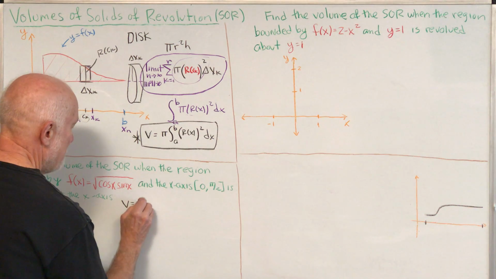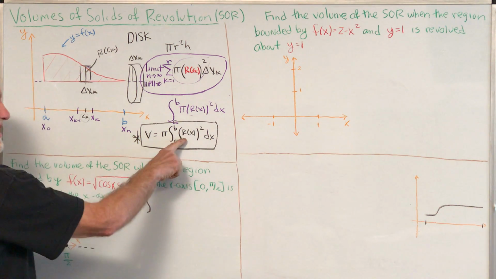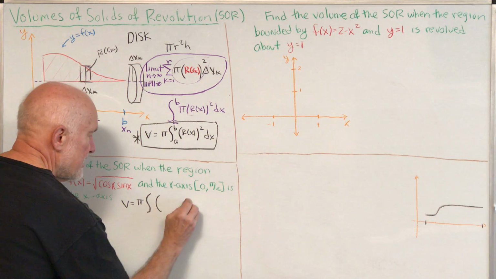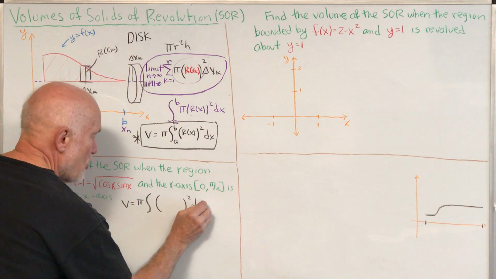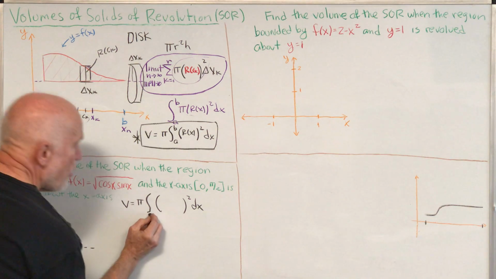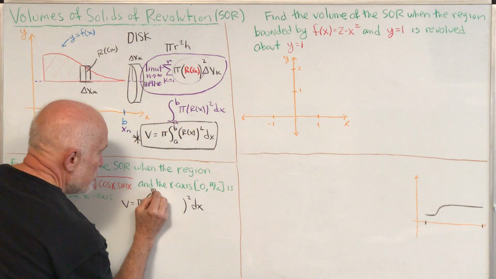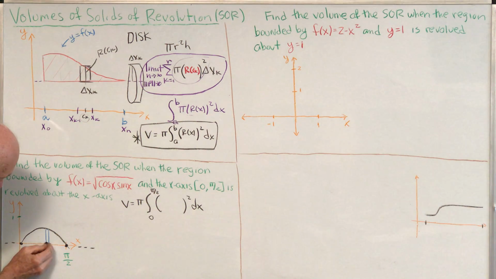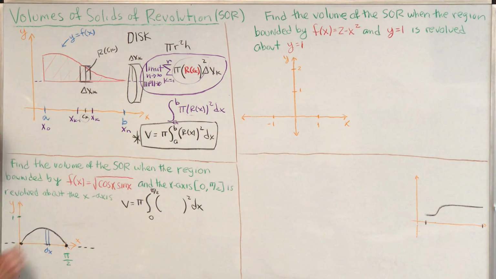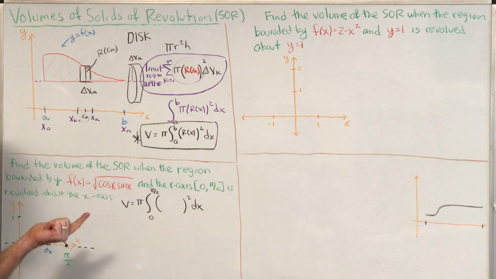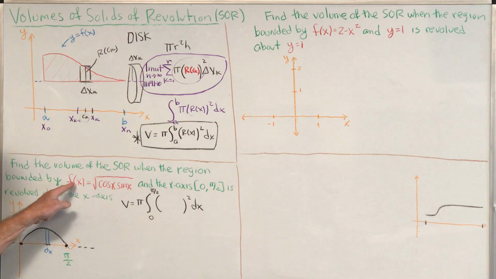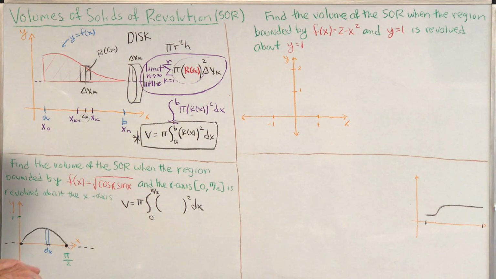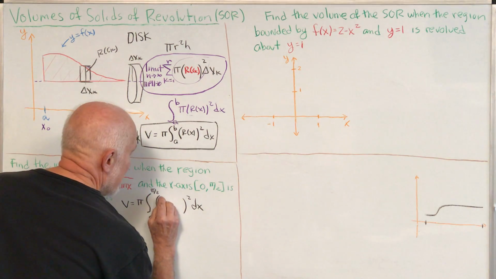Volume equals pi integral. And instead of writing r of x, I always just put that and know that you're going to have to find the radius. And we know we're going from 0 to pi over 2. So if you know the formula, the only thing we really need to know is what the radius is. And the radius is the distance from the x-axis up to here. Well, in the xy coordinate system, the distance from the x-axis up is always called y. Or, in this case, the square root of cosine of x sine of x.